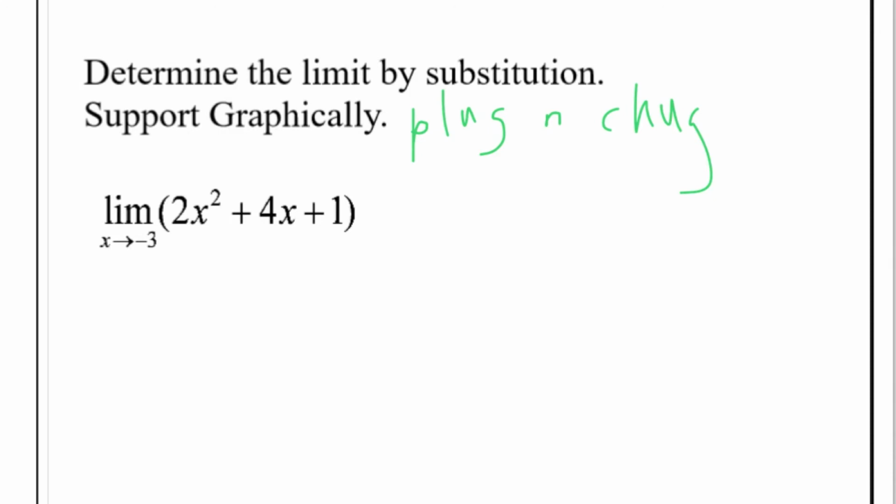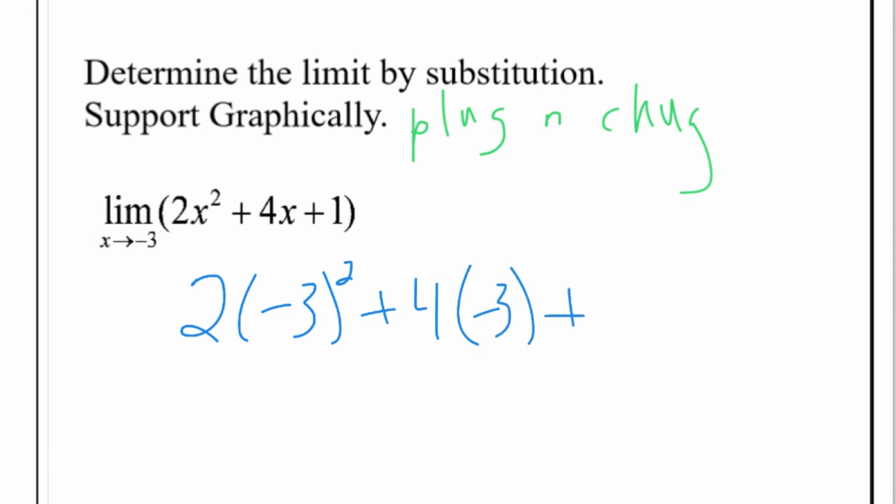So here we go. 2 times negative 3 squared plus 4 times negative 3 plus 1. Plugging and chugging away, what do we get? Negative 3 squared is 9. 9 times 2 is 18. Negative 3 times 4 is negative 12. So we have 18 minus 12, 6, plus 1, 7. That is the answer. So the limit as x approaches negative 3 of 2x squared plus 4x plus 1 is 7. That's it. Lovely.